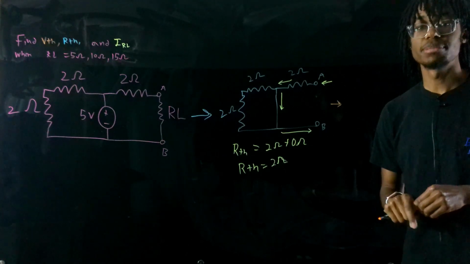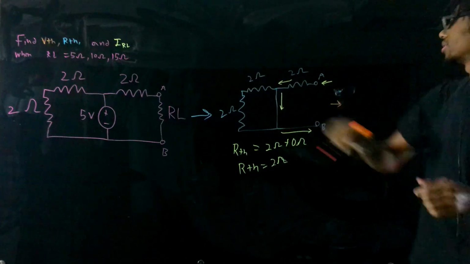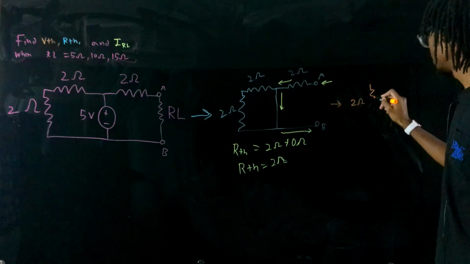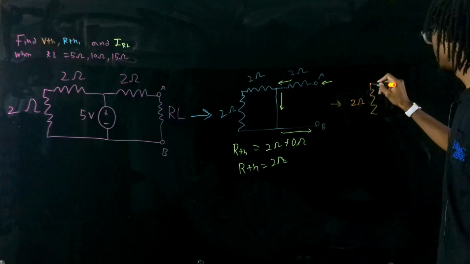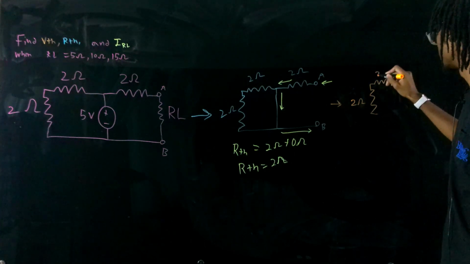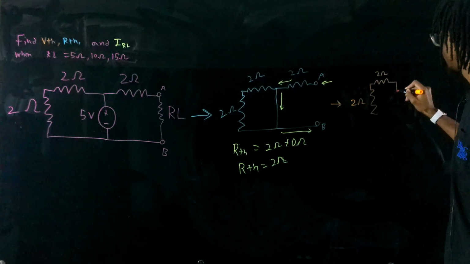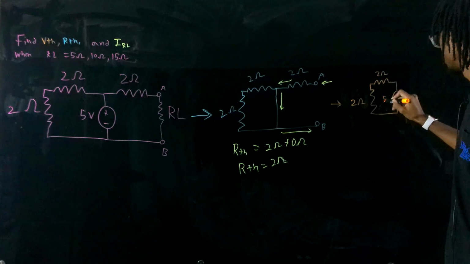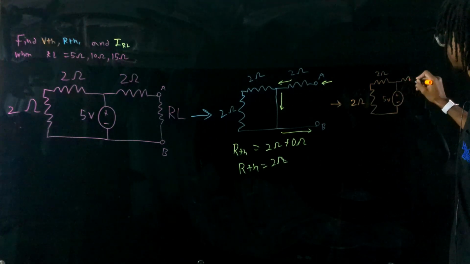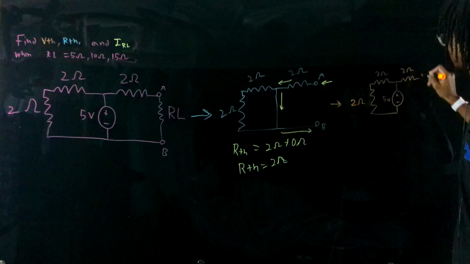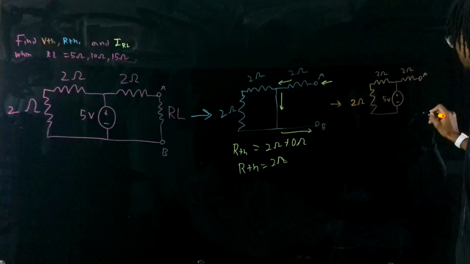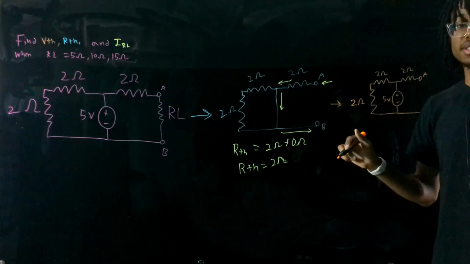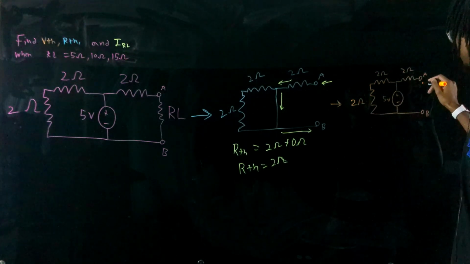So our second step is to find VTH. In order to do that, we will redraw the circuit. We have our 2 ohm resistor. We'll have our other 2 ohm resistor on top. Then we will add back our 5 volt voltage source. We'll have our third 2 ohm resistor, our A node, our B node, and then VTH is the voltage across from A to B.